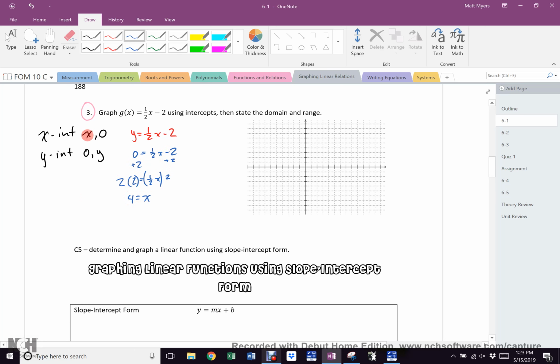What do you see right there? X. What does x equal? So what can I write right there? So one of the points on this graph is 4, 0. Should I put it on the graph yet? Why not? What if the y-intercept was a fraction and I had to change things? So let's change things, or let's check.